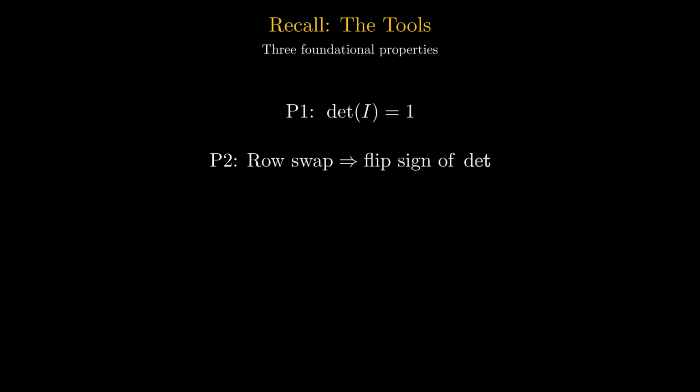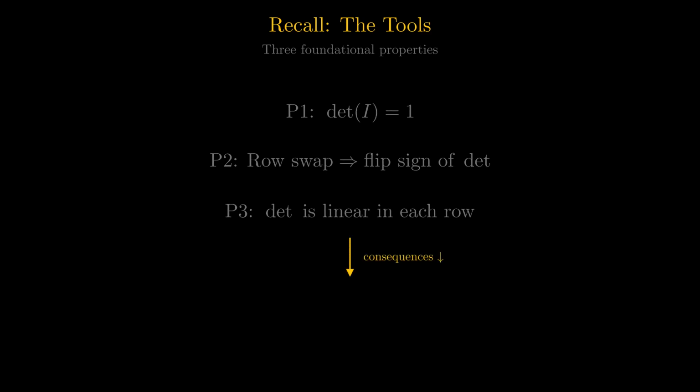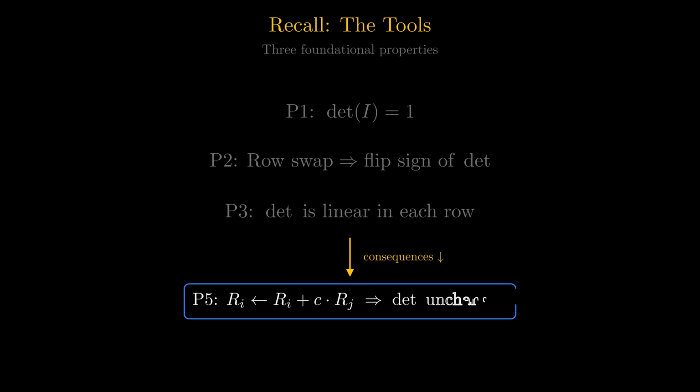But first, let's recall the tools. The determinant is pinned down by 3 foundational properties. Property 1, the determinant of the identity matrix is 1. Property 2, a row swap flips the sign of the determinant. Property 3, the determinant is linear in each row. From these 3 properties, 2 important consequences follow.